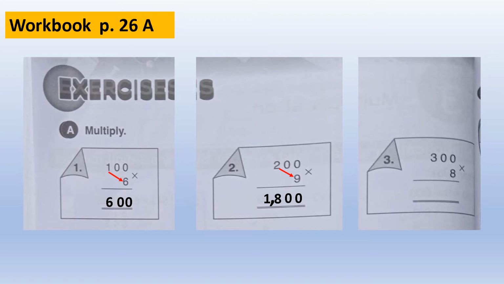Number 3. 300 times 8. It's the same. Multiply 3 and 8. That will give you 24. And then add two zeros. Put a comma after 4. And then you say 300 times 8 is equal to 2,400.